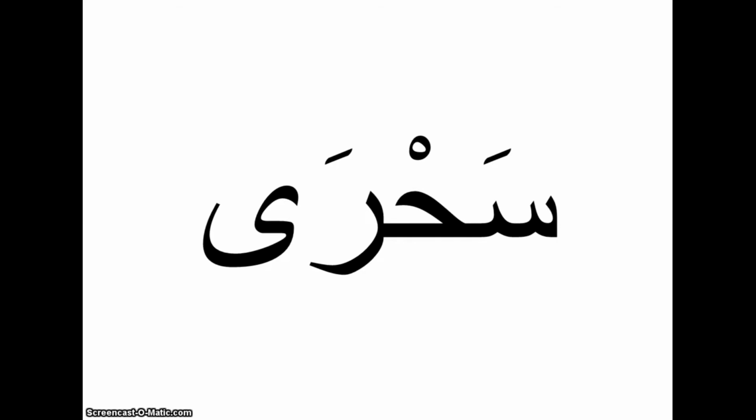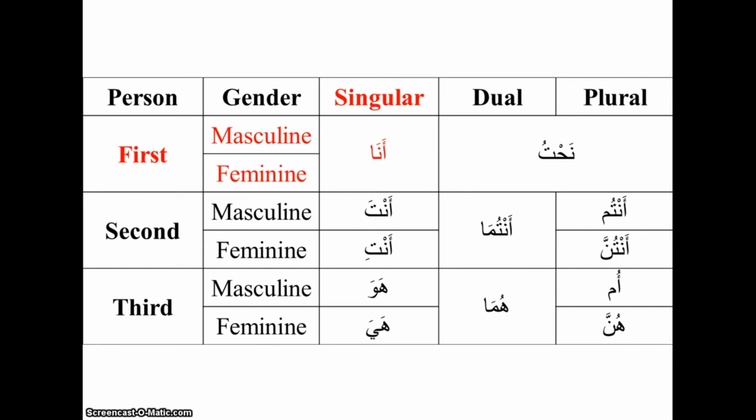The first person singular personal pronoun corresponding to English I is ana. Note that the first person does not differentiate in terms of gender. The first person also does not have a dual form. The first person plural, corresponding to we, is nahnu. Note that because the first person does not have a dual form, the plural form is applied for two of something in the first person.